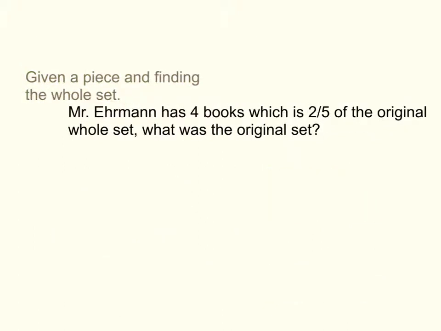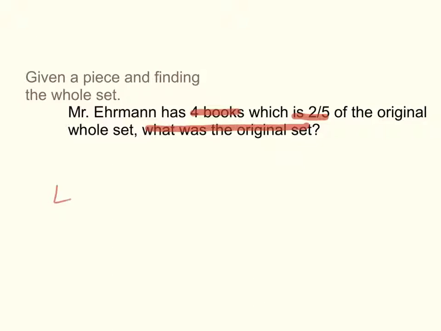In this practice problem, Mr. Ehrmann has 4 books, which is 2/5 of the original whole set. What was the original set? This was the example that we saw in the video with me. And in this case, we are given a piece and we're trying to find the entire set. I can easily see that by looking at pieces of the problem. It tells us that 4 books is 2/5. It's not the entire set. And it also says what was the original set. We're looking for the whole.